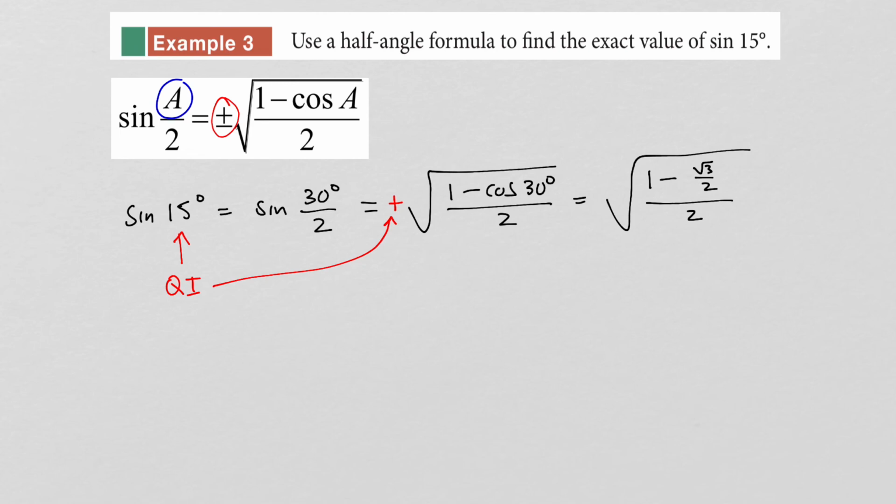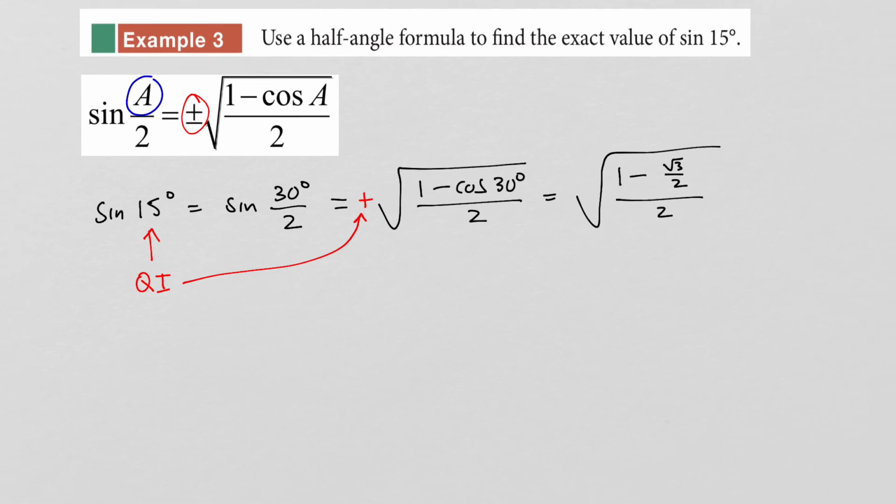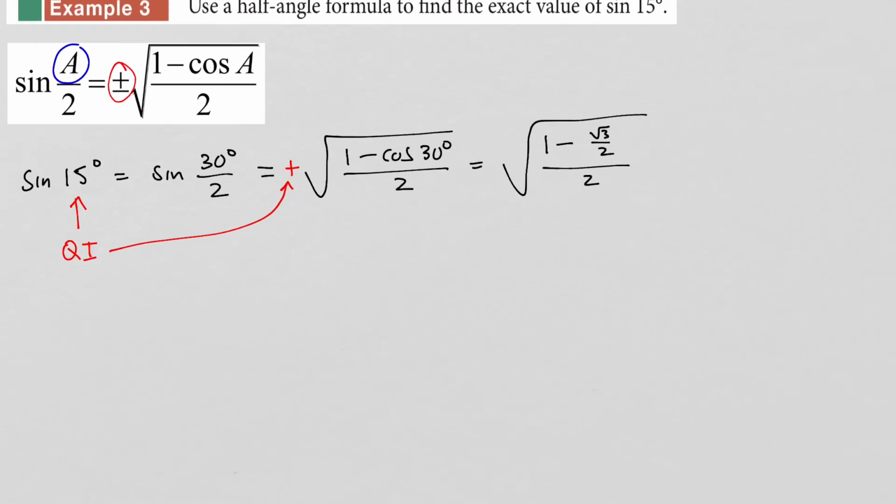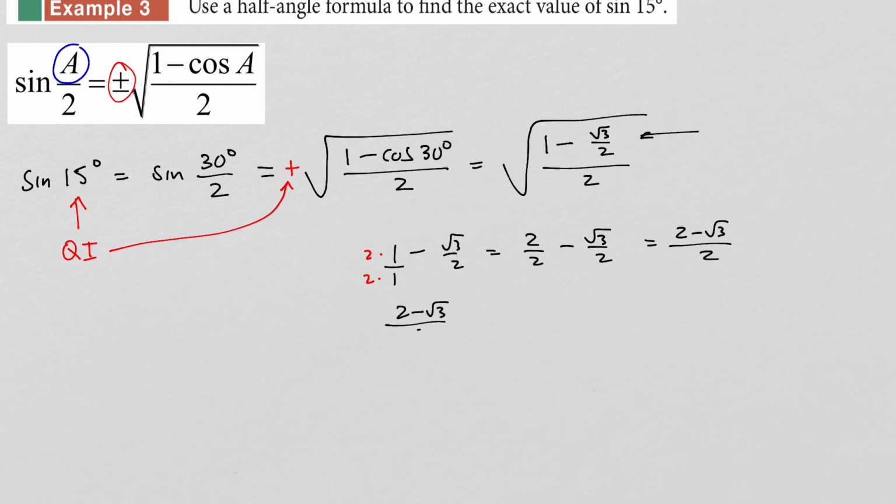And now from here, we have to simplify, and this is the tricky part for some. So 1 minus radical 3 over 2. Remember, 1 is 1 over 1. I could multiply the top and bottom by 2, and that gives us 2 over 2 minus radical 3 over 2, which is 2 minus radical 3 over 2. So that's what the numerator is. And then we have that expression divided by 2.